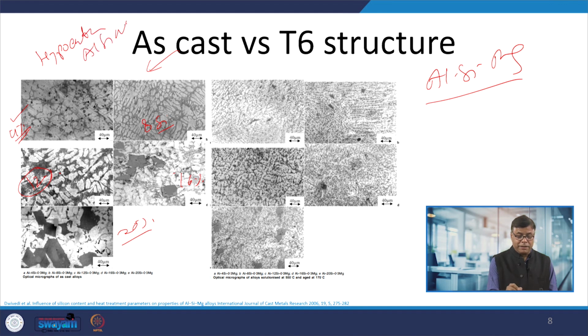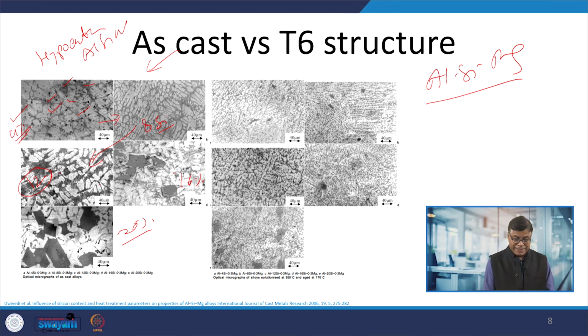aluminum silicon alloy, and it primarily has the alpha aluminum with the eutectic mixture of aluminum and silicon at the grain boundaries. Okay. So, with the increasing silicon, the proportion of the eutectic is increasing. That is what we can see here, 4 to 8 and 8 to 12. Up to this, the eutectic proportion is increasing and alpha aluminum proportion is decreasing.